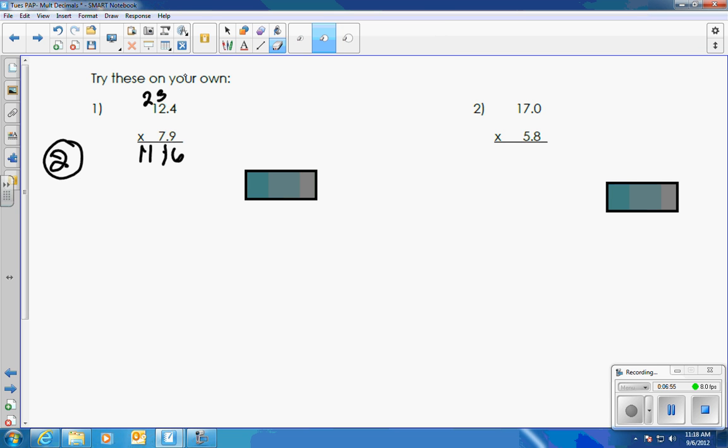I'm actually going to go and erase these now so that I don't get confused later. Scratch this out, put my placeholder. Now I'm ready for my next row. So 7 times 4 is 28. Carry my 2. 7 times 2 is 14, plus my 2 is 16. Carry my 1. 1 times 7 is 7, plus the 1 is 8.